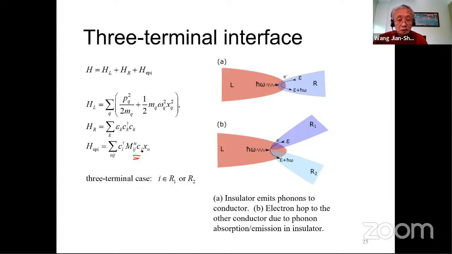It turned out that we could also have a situation that has 3 leads. So here I have a phononic system, then I have an electron lead here and an electron lead there.